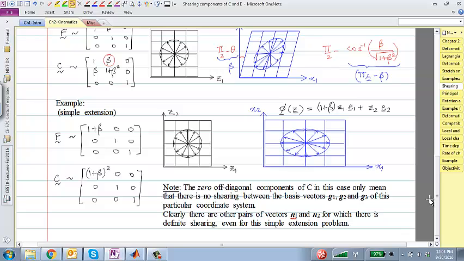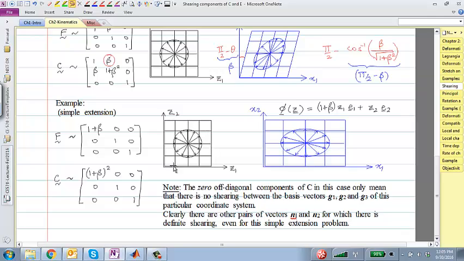Here is another example that should help you understand the effect of deformation. What I'm doing now is taking a unit square. I'm going to give it a map which I'm calling simple extension in the Z1 direction. So all I'm doing is take whatever was in Z1 and displace each and every point with beta times Z1. So the net map becomes 1 plus beta times Z1. Z2 remains same, Z3 remains same, which I'm not even writing here.